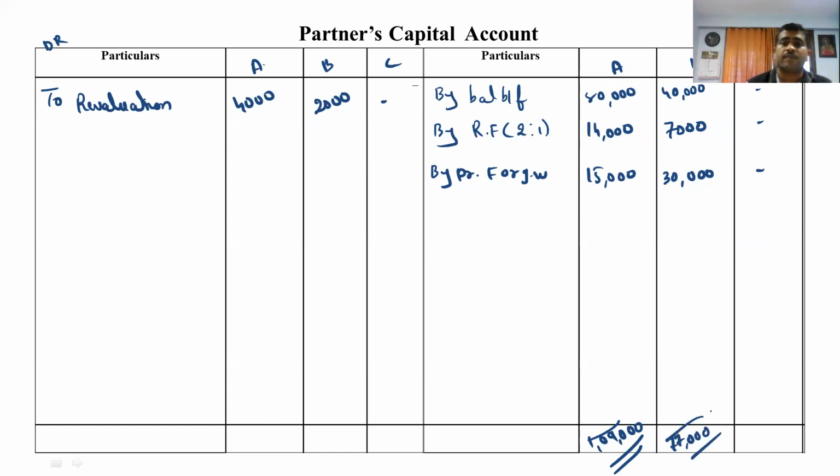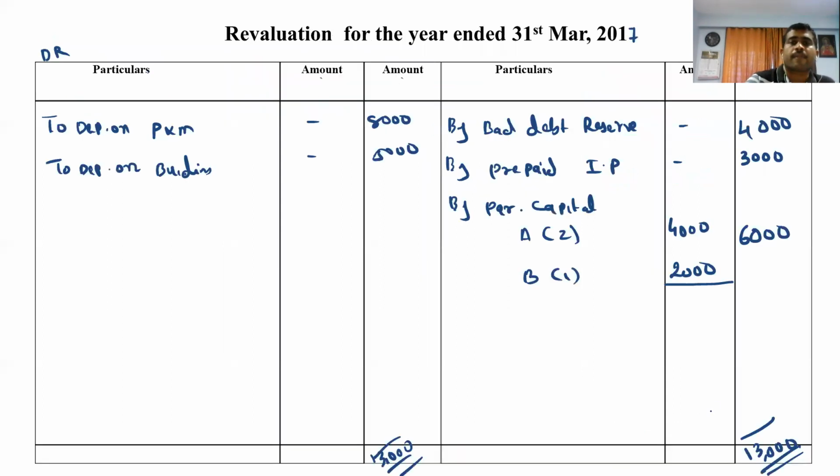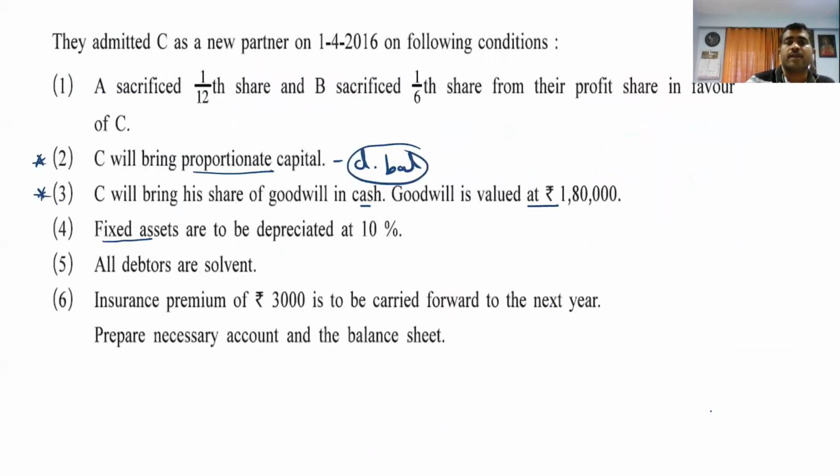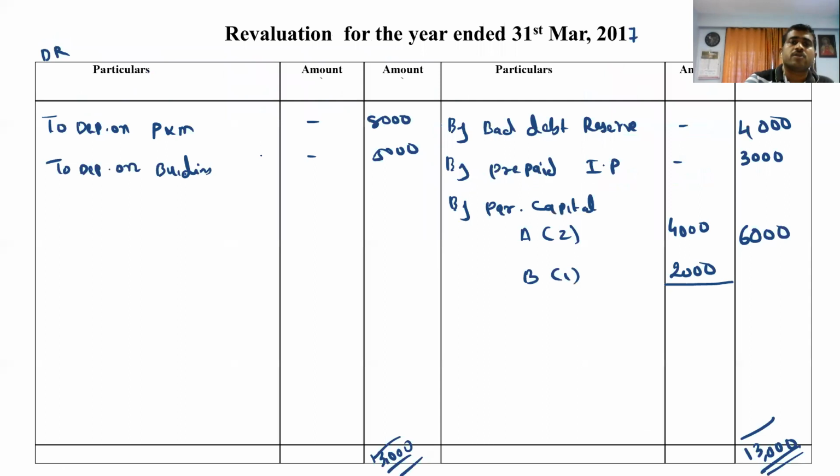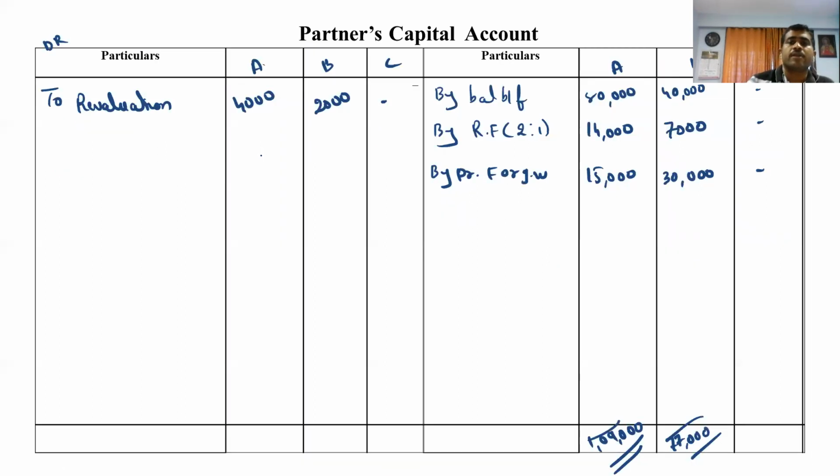We are left with one point, that is of capital of C. Without that, the sum will remain incomplete. C will bring proportionate capital. So now the time has come. So we're going to calculate the balances. Let's see. 1,09,000. 77,000.